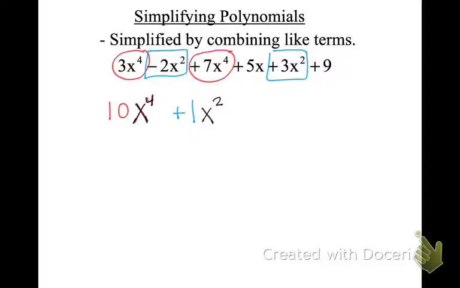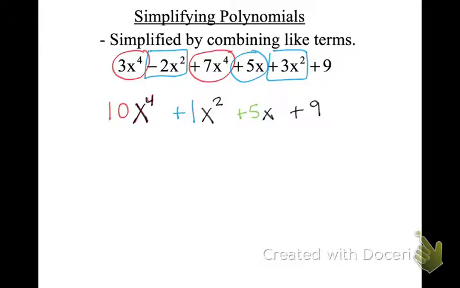Next one we have is our x's. So I've got only a positive 5x. There's nothing to combine it with. And then we have our constant plus 9. So we've got to put them all down. There we go. So that is simplifying polynomials.